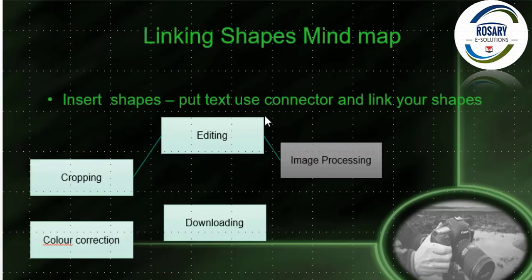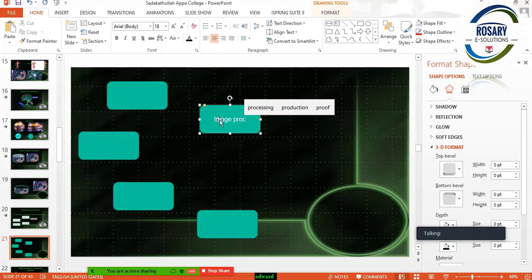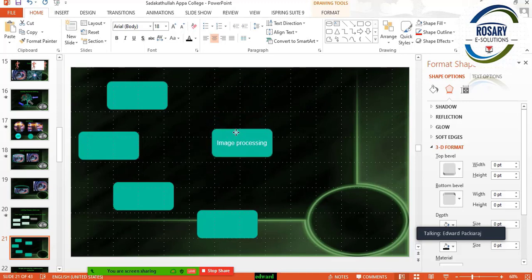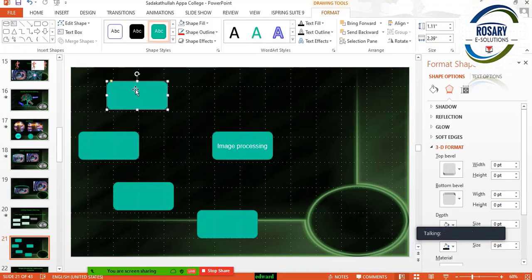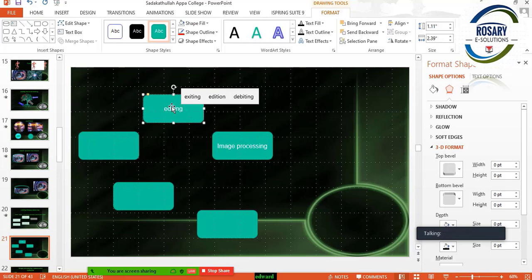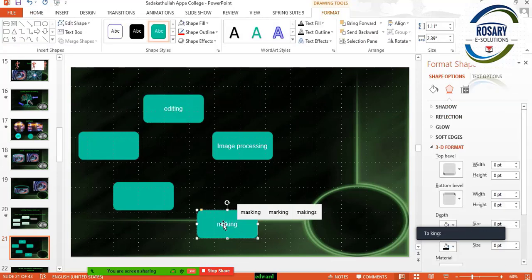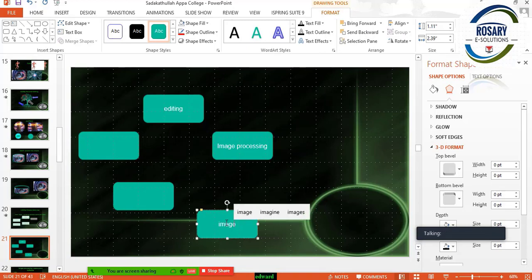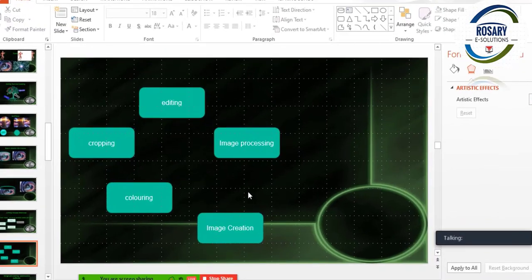For this here, image processing. Okay, I put text here, image processing. Image processing includes editing, new image creation. Okay, then editing includes cropping, coloring. Okay, like this.